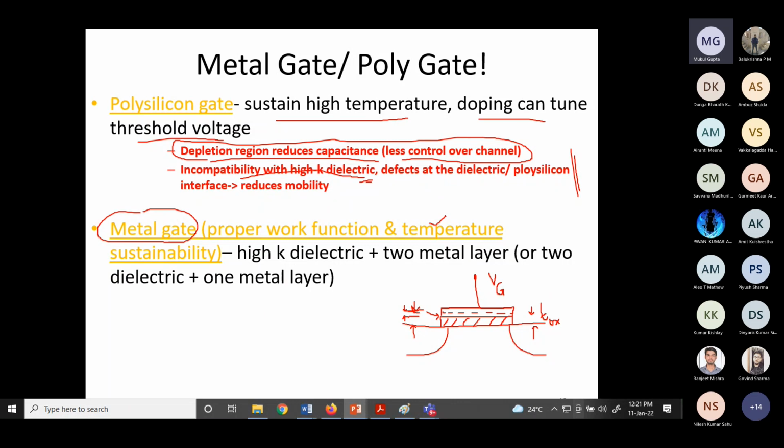People tried a lot of different things nowadays. People use maybe 2 or more metal layers. Okay, high K dielectric material, maybe 2 metal layers. Or maybe high K dielectric material, 2 different kinds, 1 metal layer, and so on and so forth, to make things more compatible. But the thing is, we are moving from polysilicon to metal in the short channel MOSFET, right?